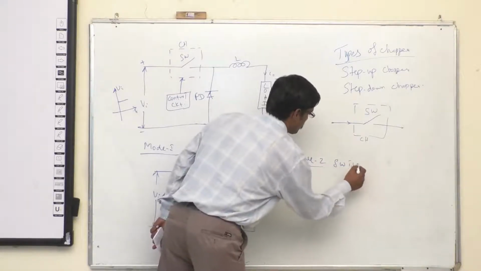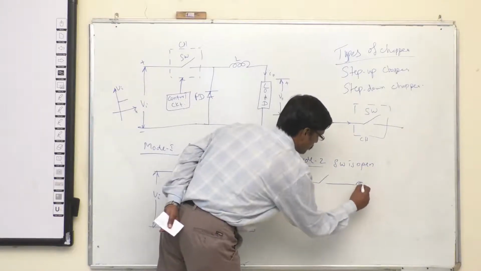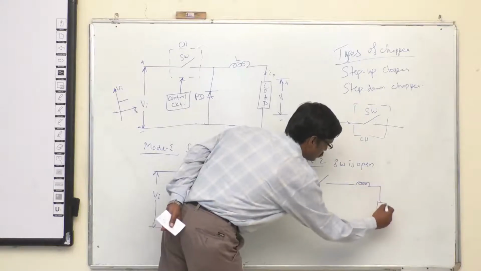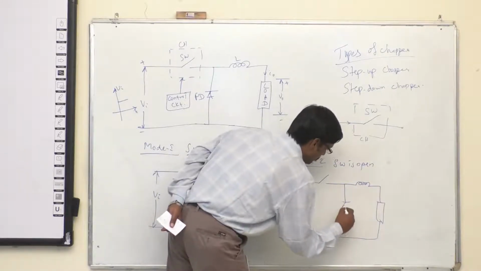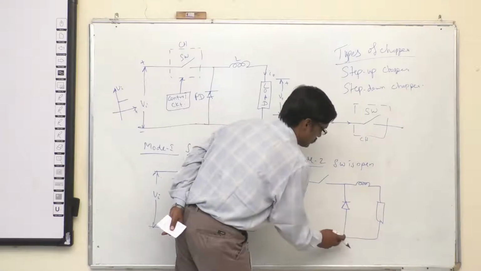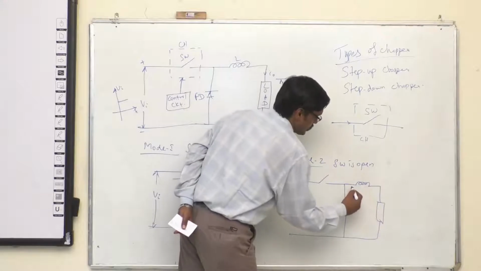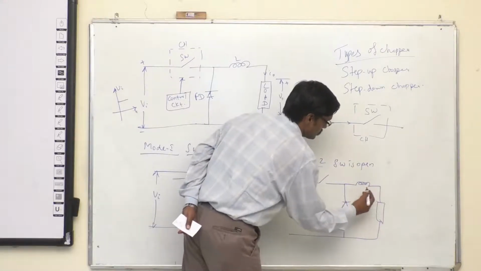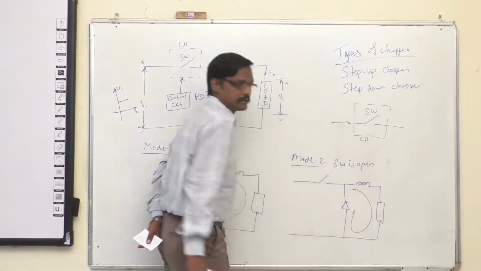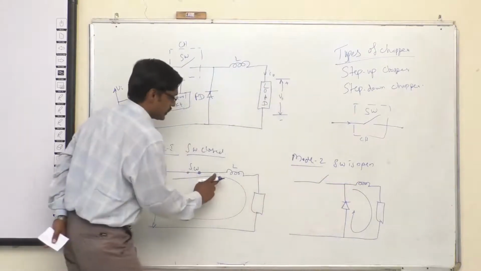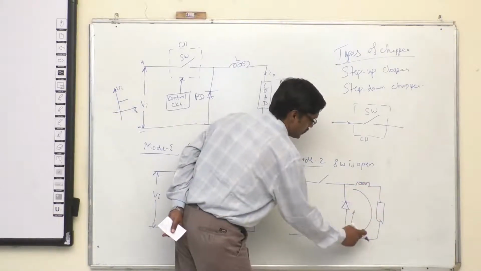So when the switch is open, mode 2, the energy is already stored in the inductor. Because of the property of the inductor, it does not allow a sudden change in current. So the inductor reverses its polarity and tries to flow the current in the same direction. Already current is flowing in this direction, so the same direction is maintained by the inductor.